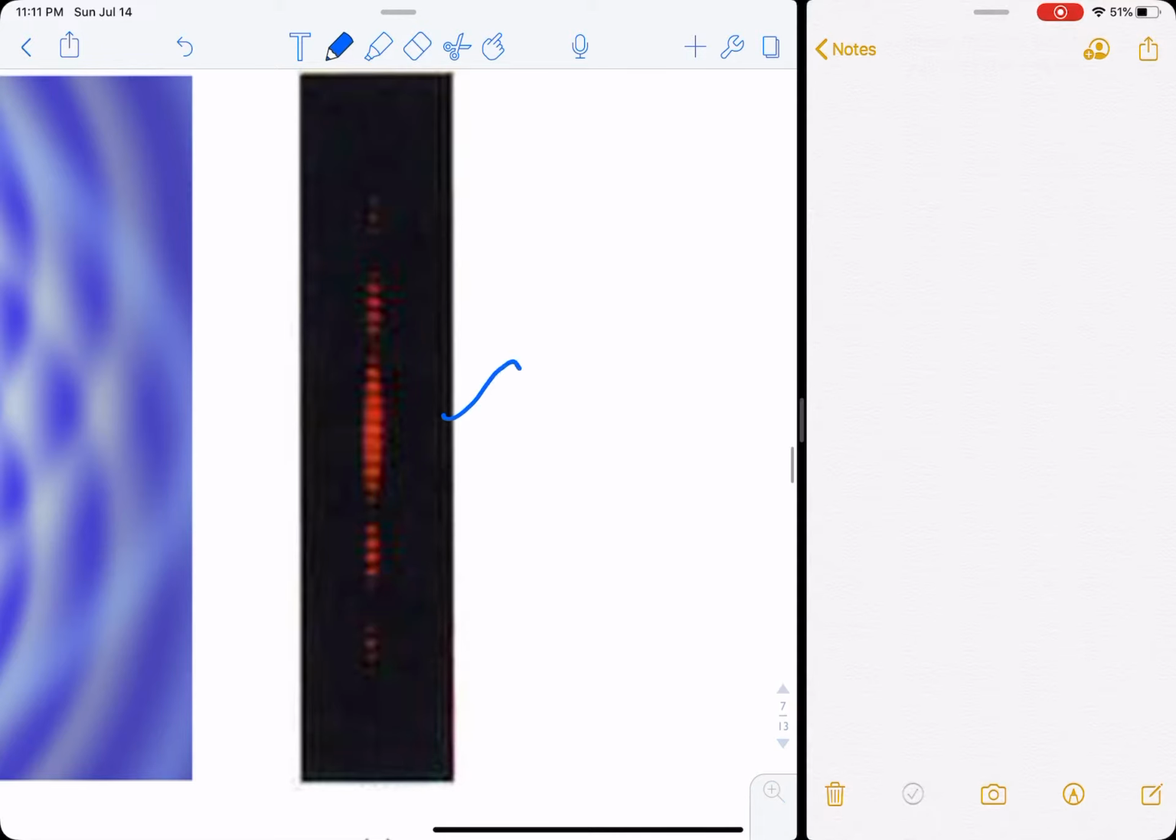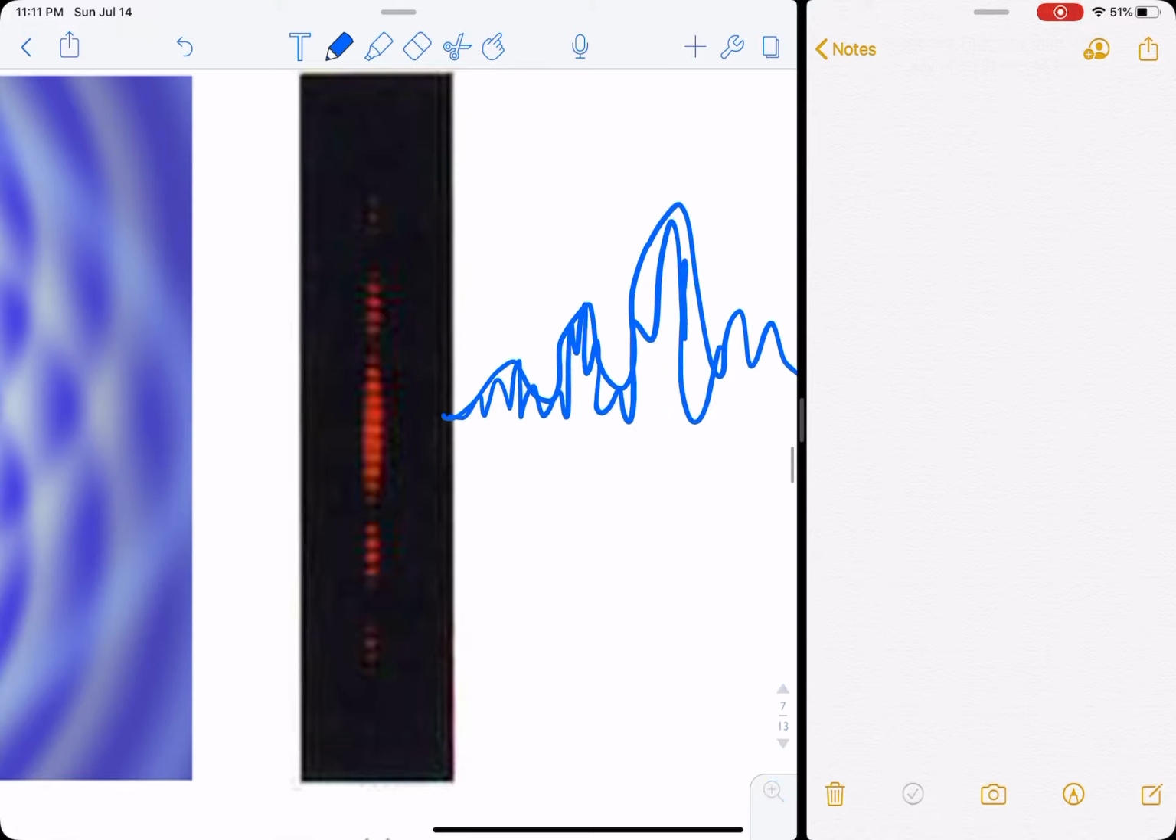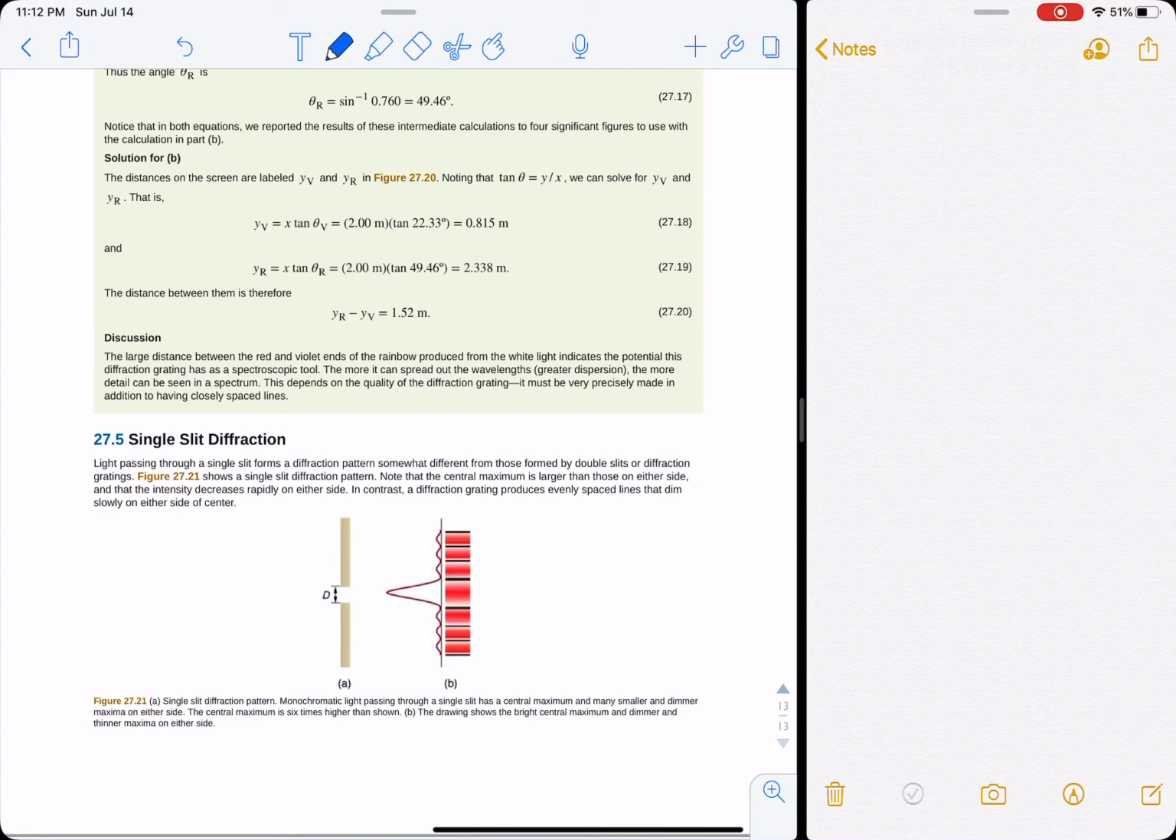So a single slit diffraction pattern looks like that. A double slit diffraction pattern looks like that. It's just got more resolution in it, more fringes in it. So pay attention to that when we're talking about the single slit in the next video.